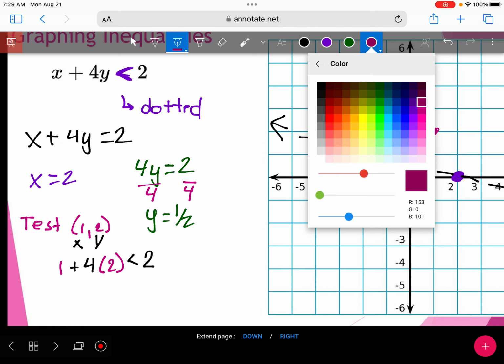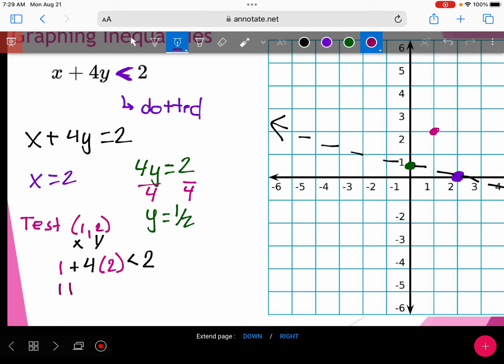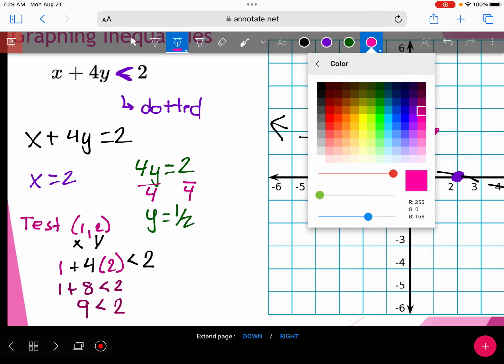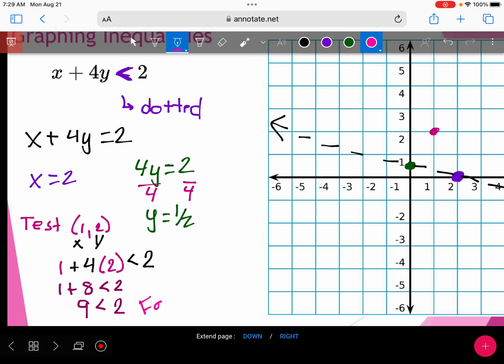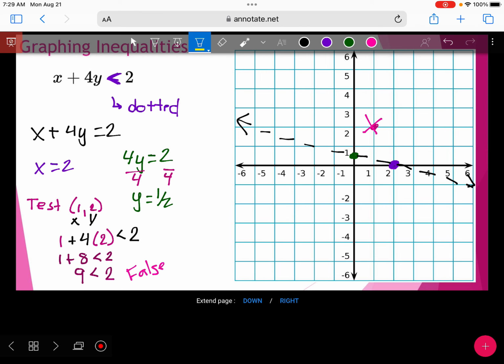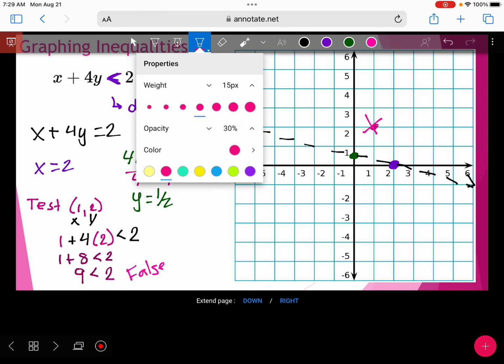So let's simplify this. 1 plus 4 times 2 gives me 9, is less than 2. Is 9 less than 2? No. This is false, which means this is not where my solutions are. To color in where my solutions are, I'm going to need to go on the other side of my line. So this is not where my solutions are. If this one doesn't work, then none of this side works. So this side of my line has all of my solutions.